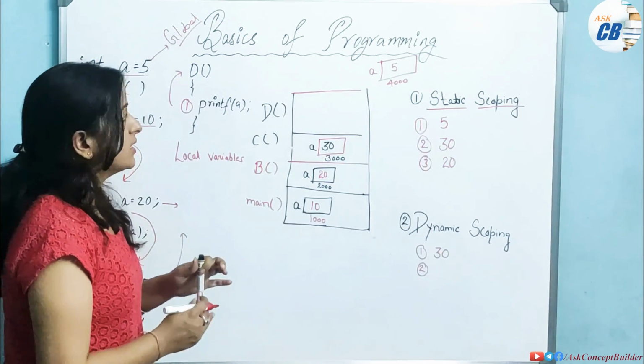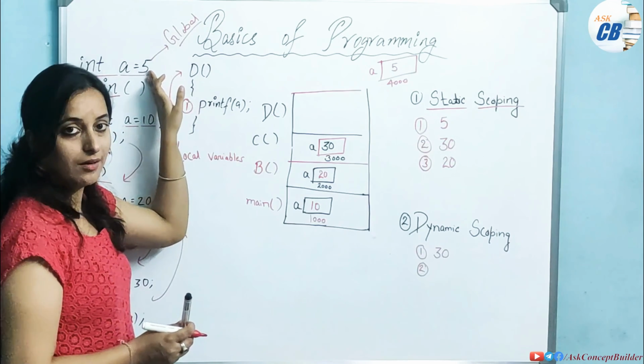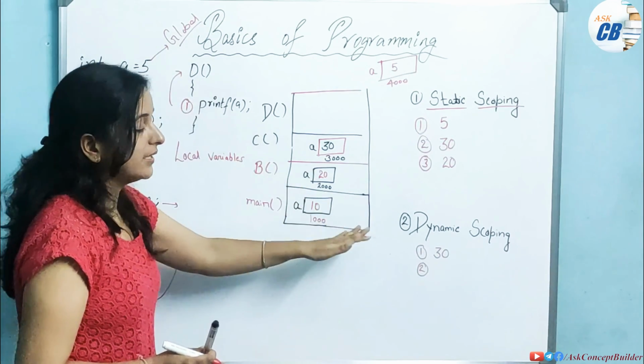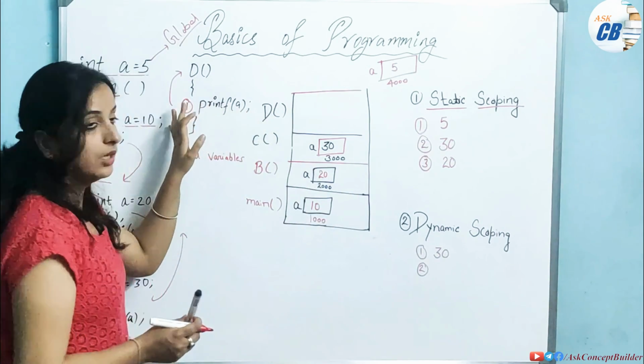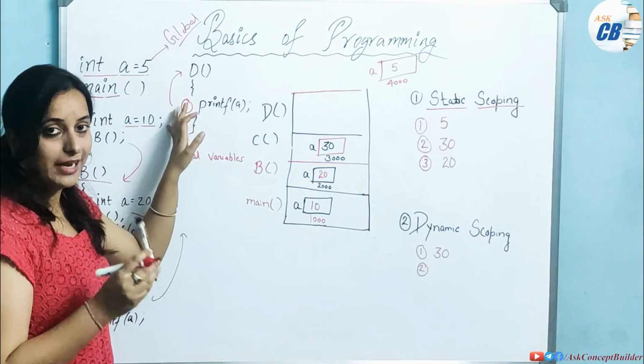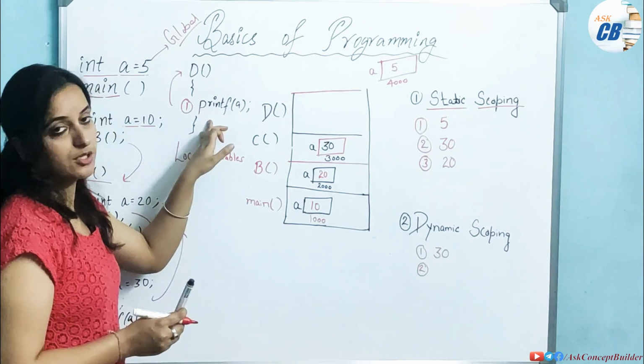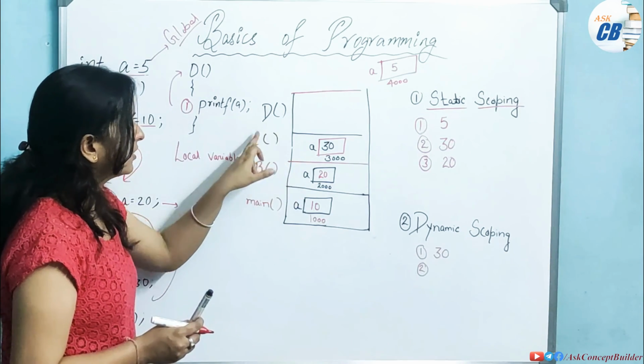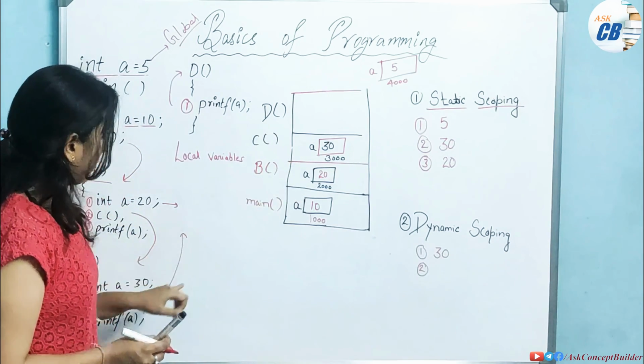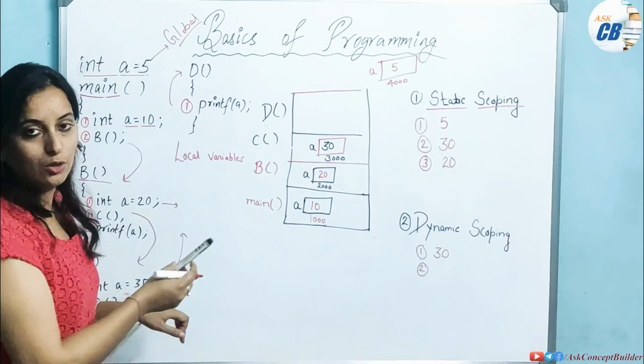You have to remember, static scoping will use the global variable value. In dynamic scoping, you will use the value which is just before it, which is nearest to it. So this C function is nearest to it. From here only it is called, so you will print the value 30 here.